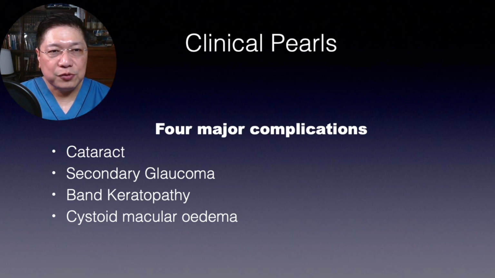Again, four major complications: cataracts, secondary glaucoma, band keratopathy, cystoid macular edema. Remember these four. These are the four major complications that you're looking for whenever you're dealing with uveitis. You're waiting for cataracts to develop, you're waiting for the pressure to come up, you're waiting for that white band keratopathy to appear in front, and you're waiting in case they have cystoid macular edema.